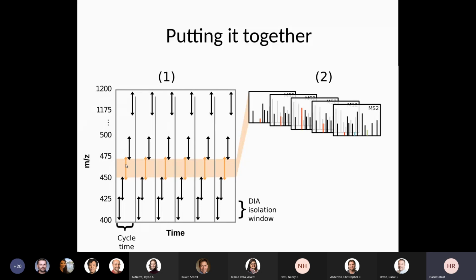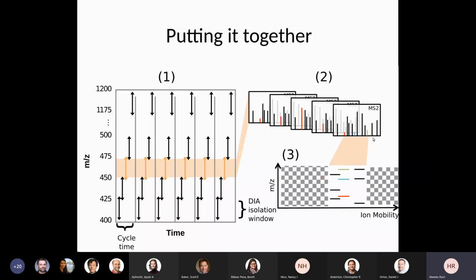As you can see here, we have our individual SWATH windows that we can arrange one after each other in order to see these elution profiles of peptide fragments. Now each of these MS2 spectra gains an additional dimension. As I've shown you before, each of these MS2 spectra is not just a flat histogram of mass to charge and intensity, but has a second dimension of ion mobility.